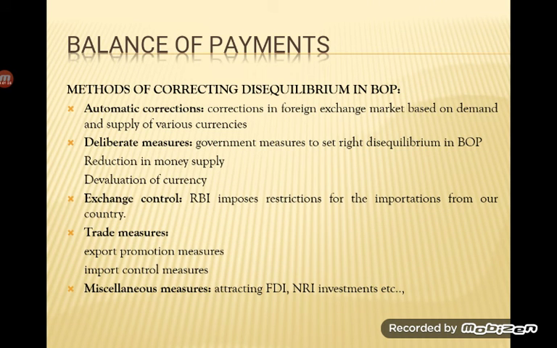Okay, so the next topic is methods of correcting disequilibrium. First, automatic corrections. Automatic correction is based on the market forces of demand and supply, based on the demand for various currencies of the world. So it automatically corrects itself in the international market. None of the government or monetary institutions are going to intervene in this. So that is what is called automatic corrections. The second correction we are talking about is deliberate measures. If the government deliberately takes some measures to correct the disequilibrium or deficit in the balance of payment, those measures are called deliberate measures.